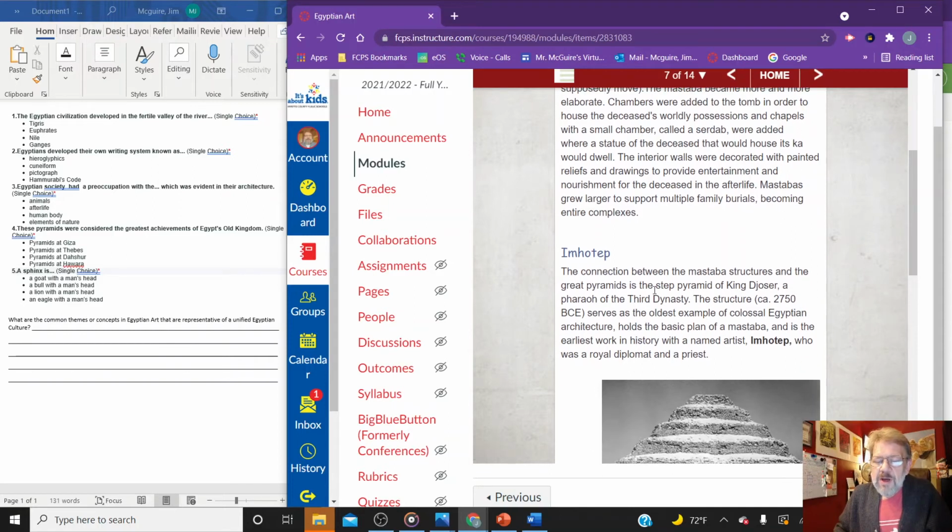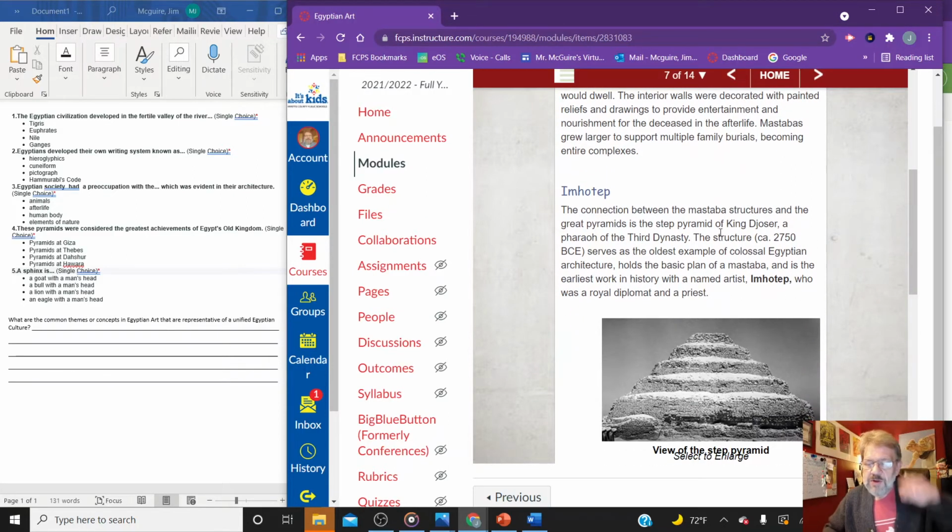The connection between the mastaba structures and the Great Pyramids is the step pyramid of King Djoser, a pharaoh of the 3rd dynasty. The structure, circa 2750 BCE, serves as the oldest example of colossal Egyptian architecture. It holds the basic plan of the mastaba and is the earliest work in history with a named artist, Imhotep, who was a royal diplomat and a priest.